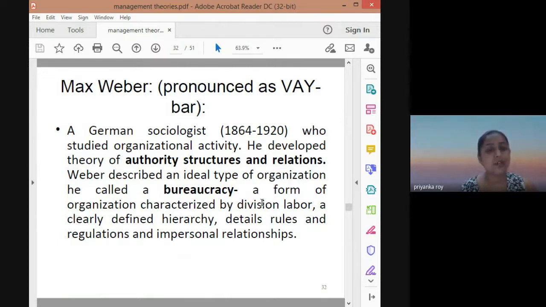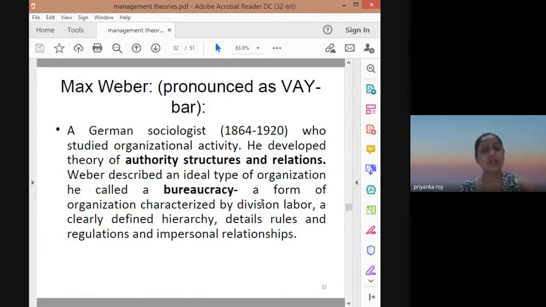His principles for creating this system include a chain of command, clear division of labor, separation of personal and organizational assets of the owners, strict and consistent rules and regulations, meticulous record keeping and documentation, and the selection and promotion of employees based on their performance and qualifications. This theory has played a key role in establishing standards and procedures that are the core of most organizations today.